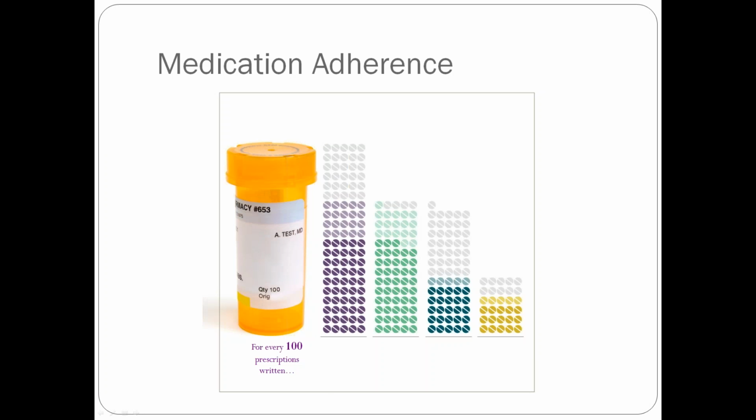For every 100 prescriptions that are written, 50 to 70% are taken to a pharmacy. 48 to 66% are picked up from the pharmacy. 25 to 30% are actually taken as prescribed, and 15 to 20% are refilled as prescribed. So what can we all do to increase the medication adherence in our patients?